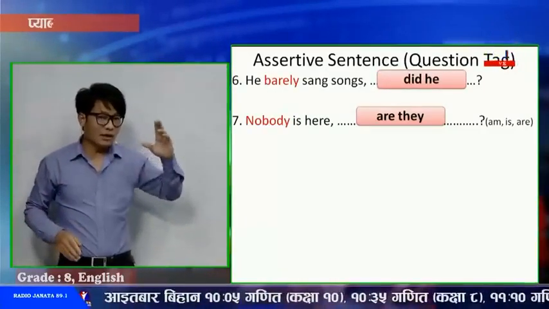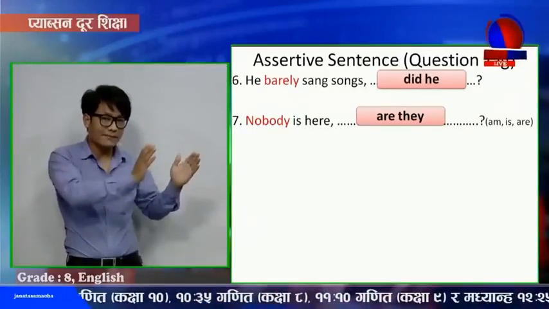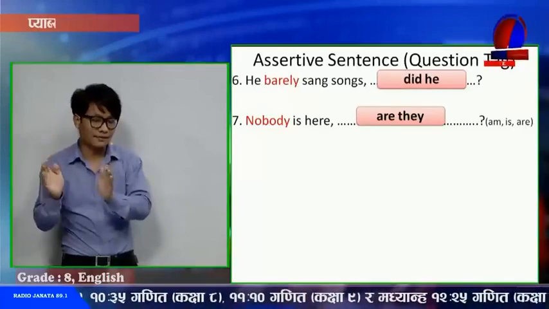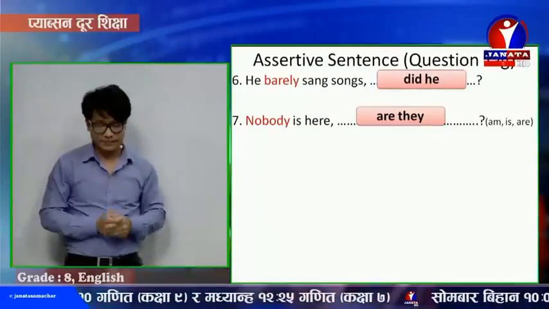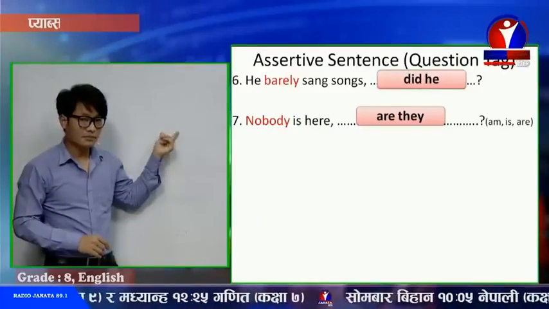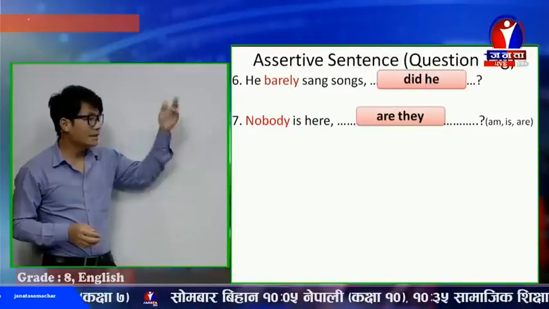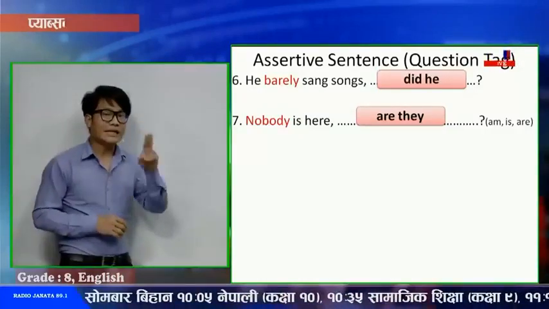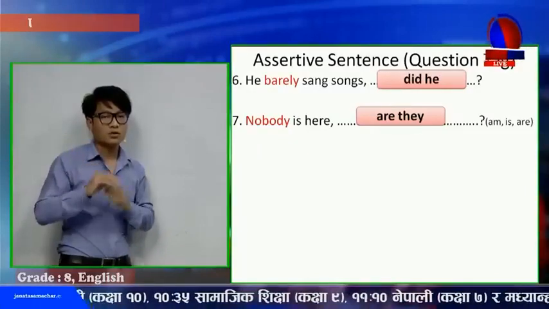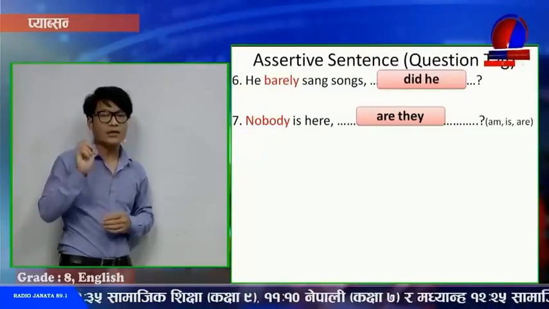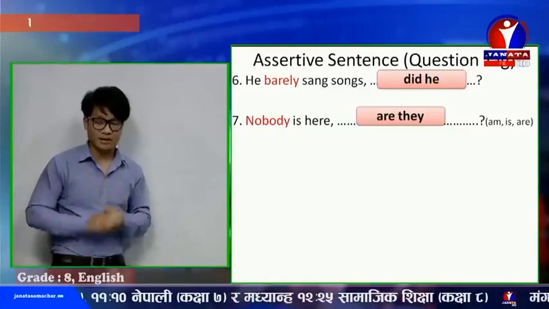As the word nobody is there, the statement is negative, so the question tag should be positive. That's why are they. You can ask why there is are. I have told you, even in the small bracket you can see on the screen, that when there is an is, there are hidden am and are, so they take the auxiliary verb are. That's why: nobody is here, are they?